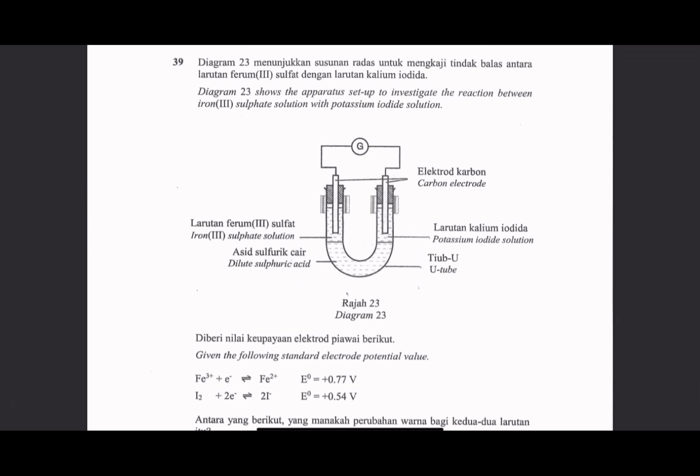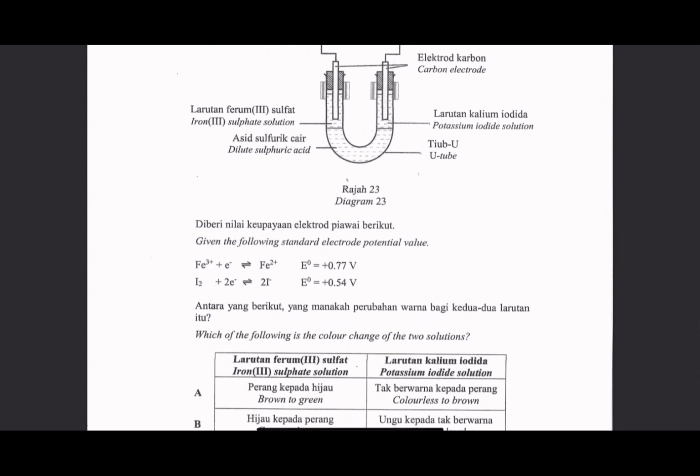Okay, question 39. The diagram shows the apparatus to investigate the reaction between iron(III) sulfate and potassium iodide solution. Given the standard electrode potential values, this one should be the positive terminal, and this is the negative terminal. So the oxidation will happen over here, and over here is reduction.